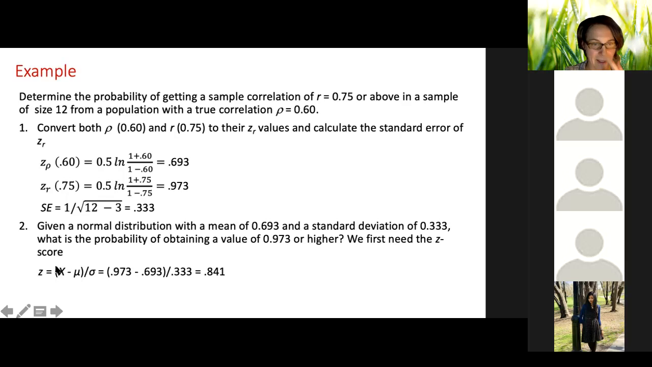So we're taking our correlation value, we are subtracting the mean, so the true mean, and we are dividing it by the standard deviation, right? So that means we're taking our correlation coefficient, we are subtracting the true mean, and we are dividing by the standard deviation. So we come up with 0.84.